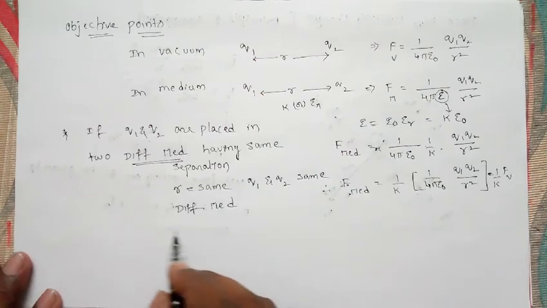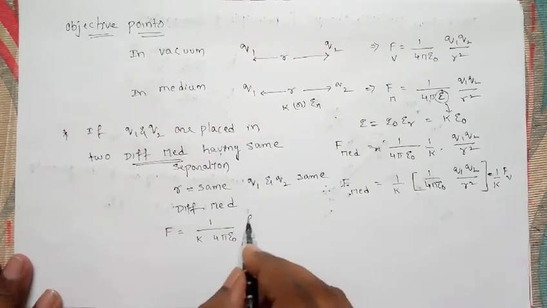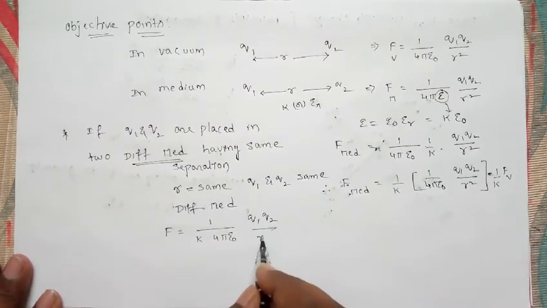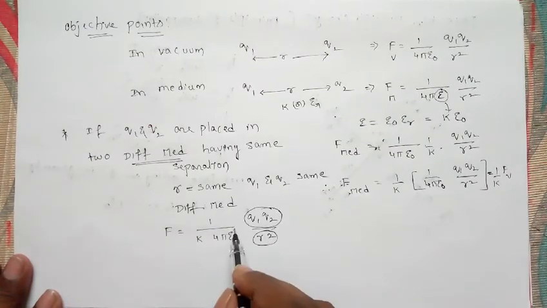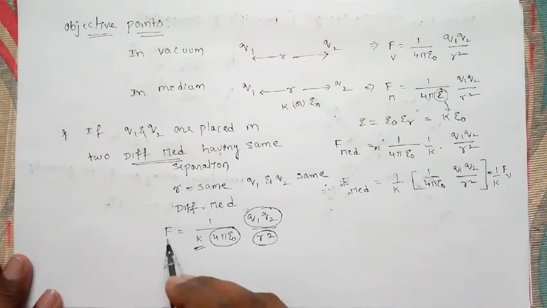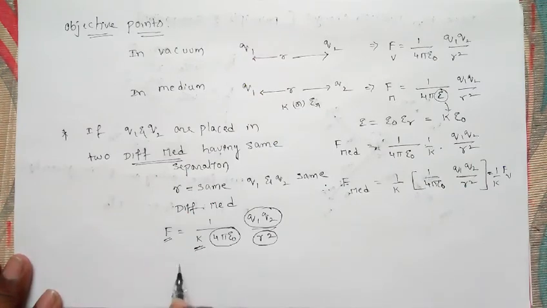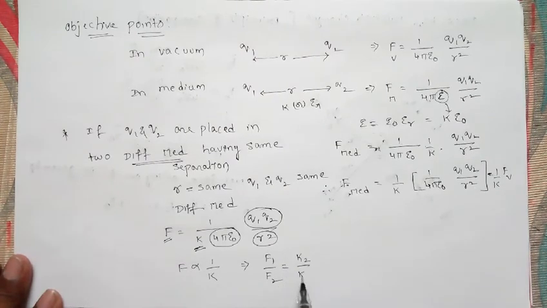Then the ratio of forces: we know F is equal to 1 upon K into 1 upon 4 pi epsilon naught Q1 Q2 by R square. Here Q1 Q2 is not changing and the distance is also not changing. This is constant. Then only from medium to medium K is going to change, and if K changes, the force is going to change. So we can relate them: F is inversely proportional to 1 by K. Therefore the ratio of forces F1 by F2 in two different mediums is equal to K2 by K1.